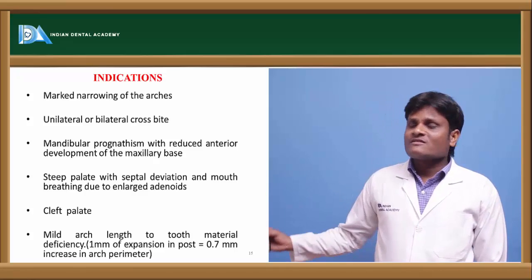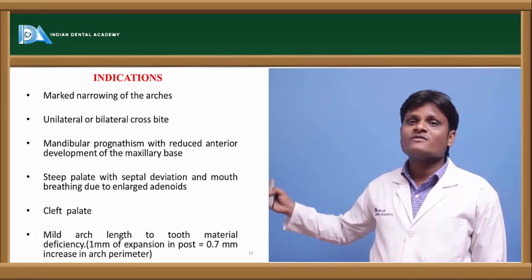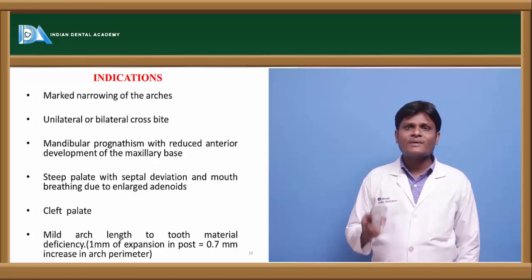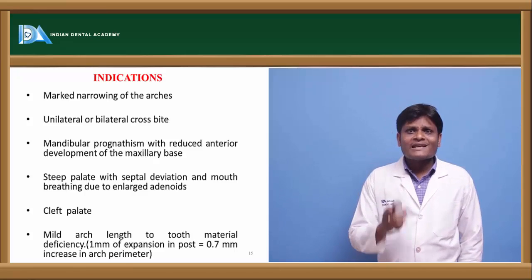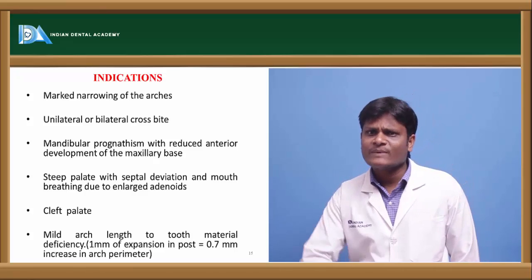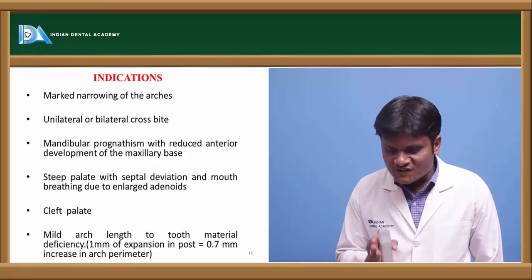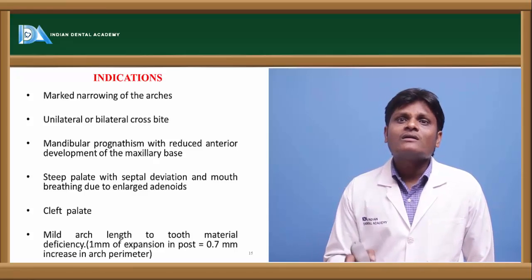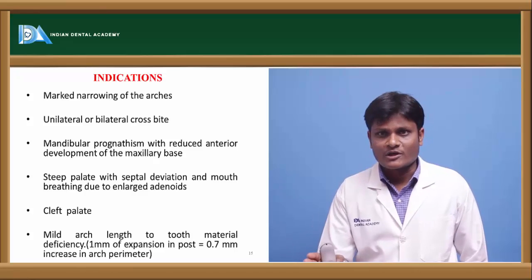1 mm of expansion is supposed to be useful in achieving about 0.7 mm of increase in the arch perimeter. That means if we expand a dental arch by 1 mm, we will obtain a space of 0.7 mm in the dental arch. So if we expand 5 mm, we will get 3.5 mm of space. This space obtained by expansion of the dental arch can be utilized for correction of a malocclusion, either crowding or proclination.